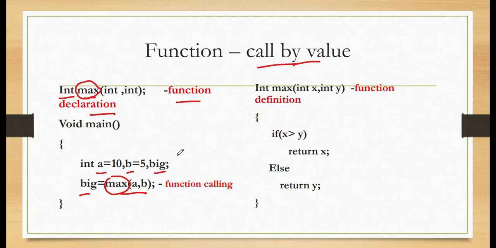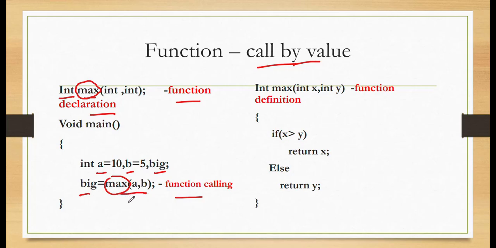Okay, in a function there are three things. One is function declaration, another is function calling, and another is function definition. Function declaration must be defined outside of the main function. The next one is function calling, which should be defined within the main function. So inside the main function I am defining this function calling. So max a comma b is called a function calling.